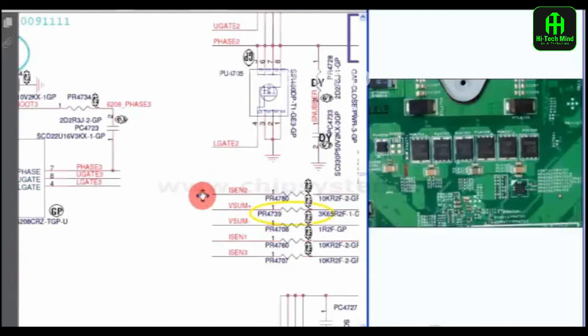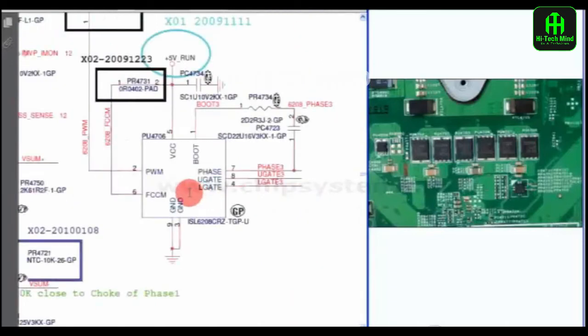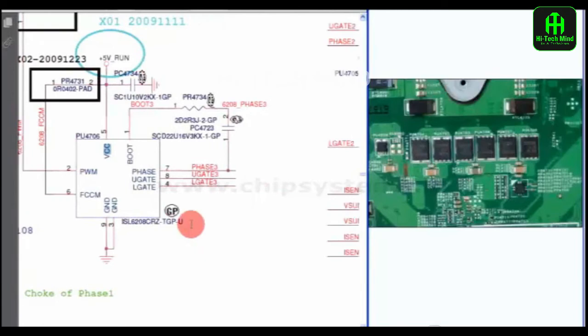PWM3L gate 1. This MOSFET gate driver IC input supply coming from previous 5 volt regulator power supply mentioned plus 5 volt run at pin number 3 mentioned VCC. This is the MOSFET gate driver IC operating voltage. This is the IC pin number 4 and 8, that is the gate driver output, U gate and L gate.